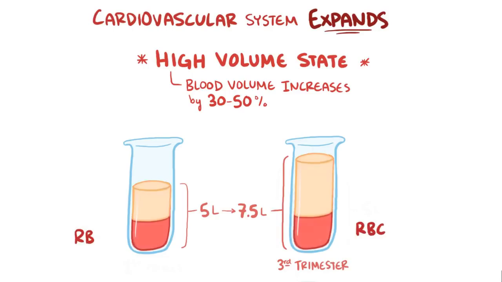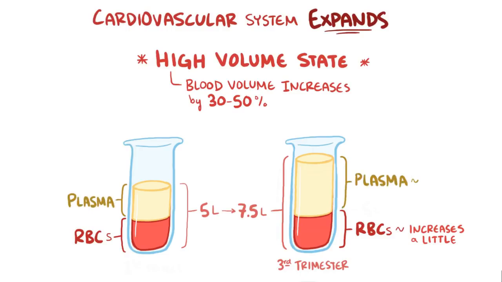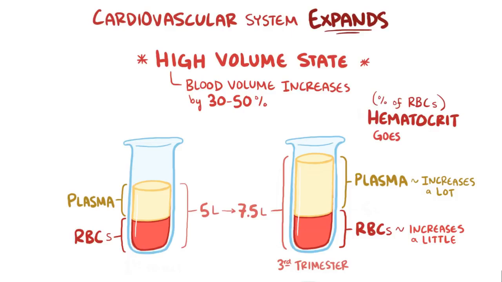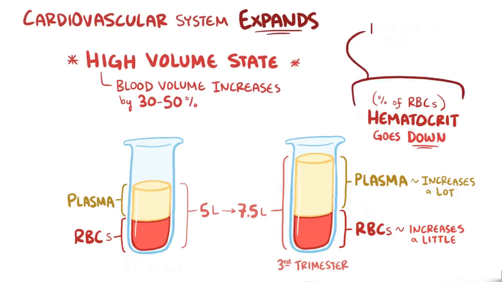Now, the number of red blood cells increases a bit, but there's a much larger increase in the plasma volume, which is the portion of blood that doesn't have any red blood cells. So the hematocrit, or percentage of blood made of red blood cells, actually ends up going down, and this is called physiological anemia of pregnancy.